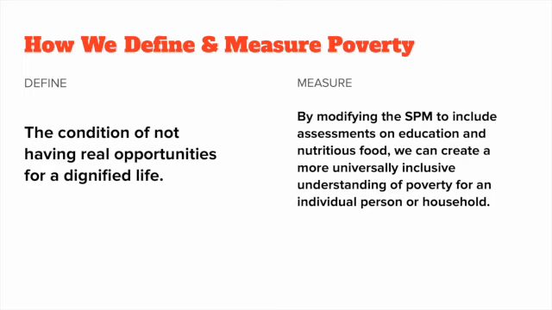For our measurement, we decided that by modifying the SPM to include assessments on education and nutritious food especially, we can create a more universally inclusive understanding of poverty for an individual person or household. So we are moving away from the typical, how much money do you have, and rather, how much access do you have to education and food in order to include other people.